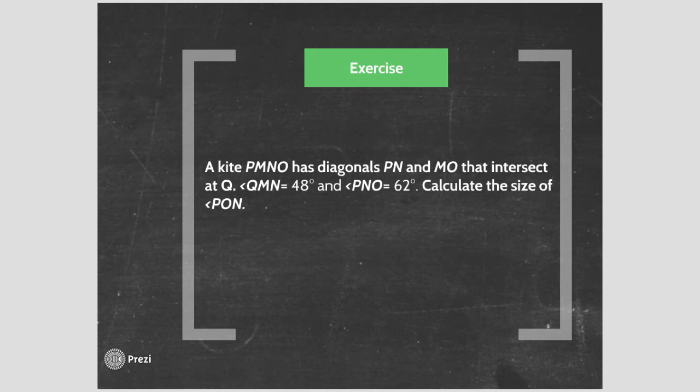Igor, keep up the good work. Let's go to the exercise number 4. A kite PMNO has diagonals PN and MO that intersect at Q. The angles QMN equals 48 degrees and angles PNO equals 62 degrees. Calculate the sides of angle PON.